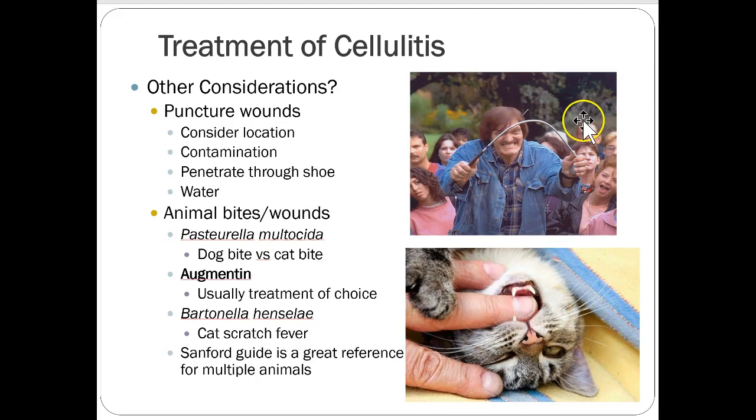Some other considerations, here are my goofy pictures. Puncture wounds: you have to consider the location, what punctured the person, where was it, did it go through somebody's shoe, was it in water? That all might make a difference. Why does that make a difference?